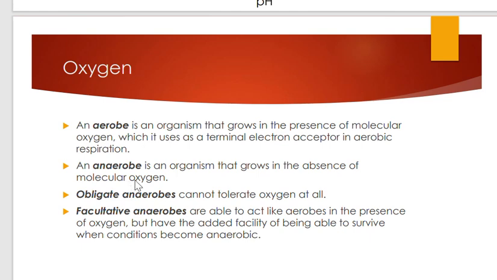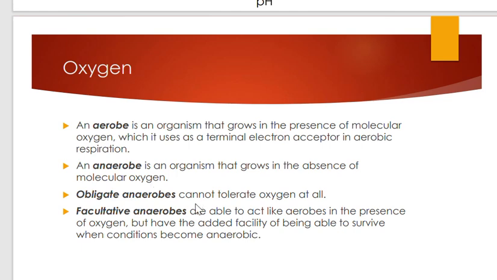Then we have microorganisms that grow in the absence of oxygen. We call those anaerobic microorganisms. So again, when your microorganisms require oxygen, we call them aerobic. Then if they don't require oxygen, we call them anaerobic.